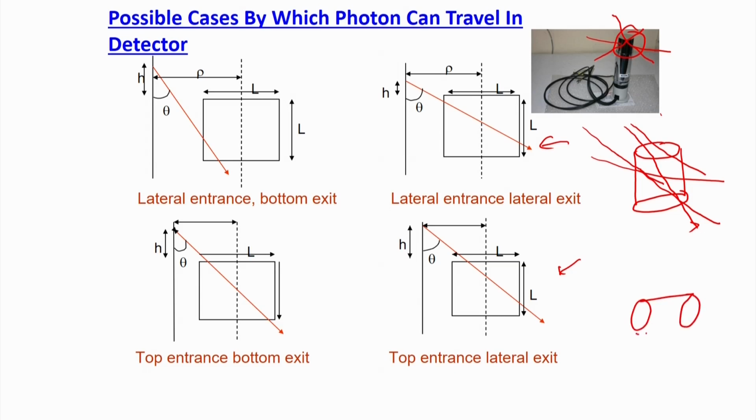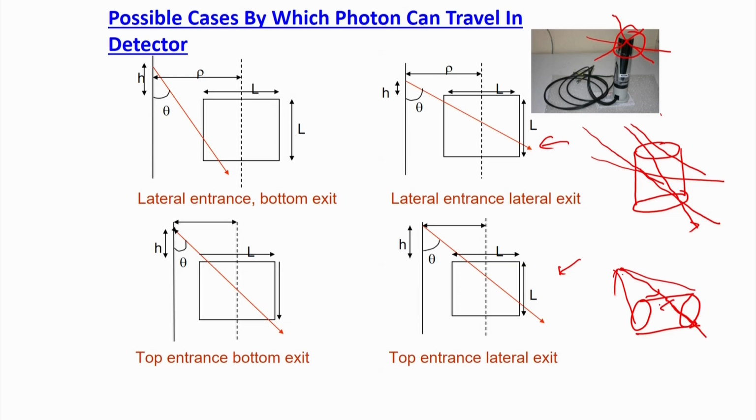So, suppose this is my detector crystal and the particle is here. If I know the solid angle for each tracer particle or each photon, I can find out how much angle it is going to form and where it will be incident on the detector crystal. Based on that we can find the probability of all these 4 cases: lateral entrance, bottom exit or lateral exit, and top entrance with bottom exit or lateral exit. So, for all these 4, if I know where the particle is incident, I can calculate the path length.